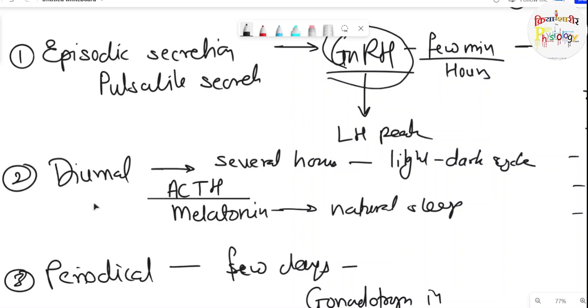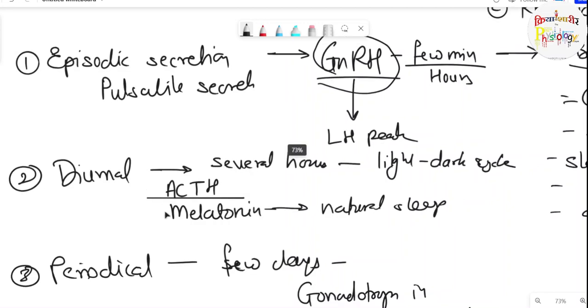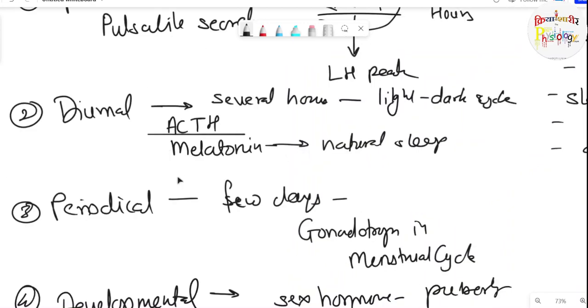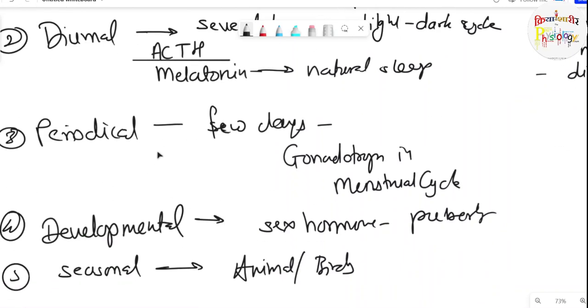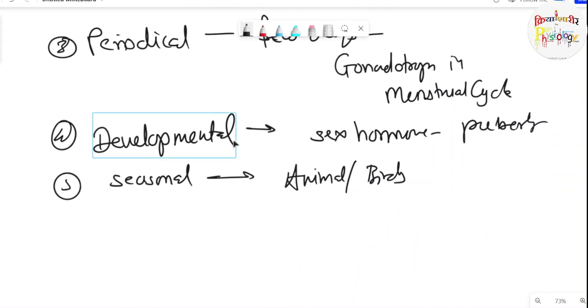Next example is diurnal secretion, where ACTH is increased during daylight and melatonin secretion increases during darkness. Periodical secretion lasts for a few days, that is gonadotropin in the menstrual cycle. Developmental secretion is according to developmental phases, like sex hormone secretion during puberty. Okay, so these are the examples of rhythmic control.